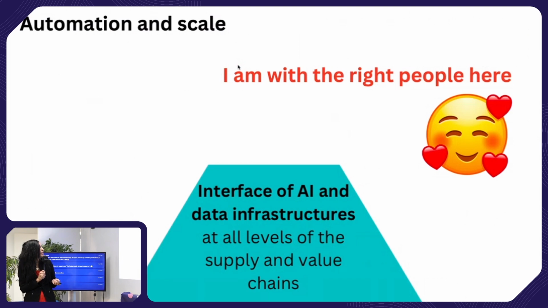And then the next level is the interface of AI and data infrastructure and all levels of the value supply chain. This is the part where I didn't know anything when I was writing my book, and I ended up spending a lot of time. I realized I had a gap in that. I didn't understand what happens before the stuff that I use, and I decided that that's the stuff that I needed to learn. So I'm basically with the right crowd here, so I feel like that's what you do.